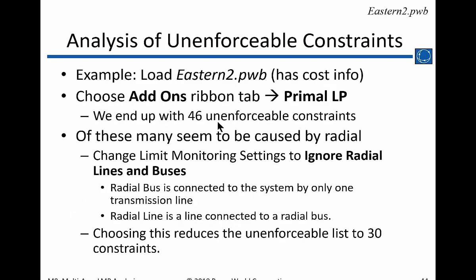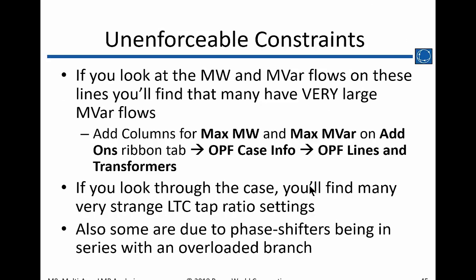Yeah, this is just the example right here. It's similar to what we went through before. We end up with a bunch of unenforceable constraints initially. On this one, a lot of them are radial. So if we don't monitor radial elements, then a third of the unenforceable constraints just go away right away. We ignored them from the get-go in our example, so we didn't really see that.